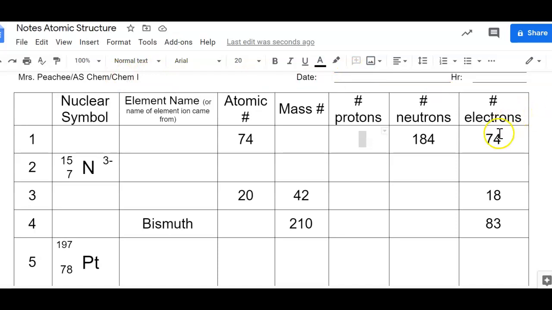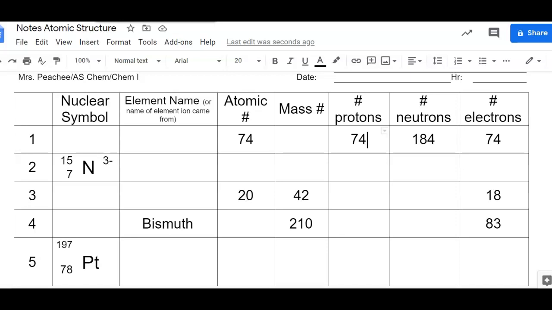So in this case we have electrons and atomic number the same, we know our protons are 74, and we know this atom's neutral. How do I know? Because my atomic number and my electrons, or my protons and my electrons, were the same as it was given. So I'm going to figure out who this is by looking up atomic number 74. I'm going to go to a periodic table.